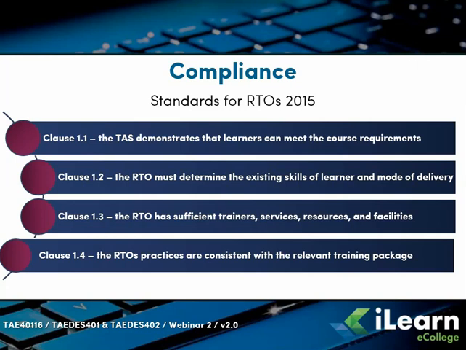If you're offering, say, an engineering course, you want to make sure that your learners have some proficiency in numeracy, for example. Clause 1.3 concerns that the RTO has sufficient trainers, services, resources, and facilities. So that seems fairly self-explanatory, but you can't just have one trainer training 2,000 people, for example. You need to make sure that you have training assessment services and resources, and if there's facilities wherever needed.